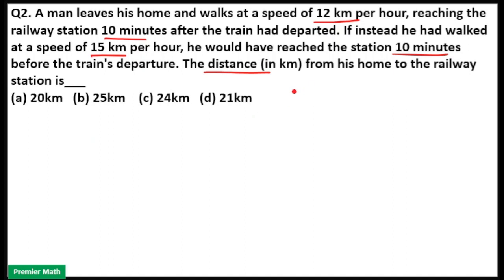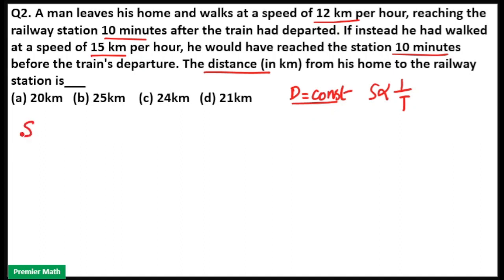Here you can see distance is constant. Distance is constant. So that means speed is inversely proportional to time. Here at 12 km per hour and 15 km per hour, he is traveling the same distance, that is from his home to railway station. That means distance is constant, so speed will be inversely proportional to time. Whenever you have distance constant, take the speed ratio.